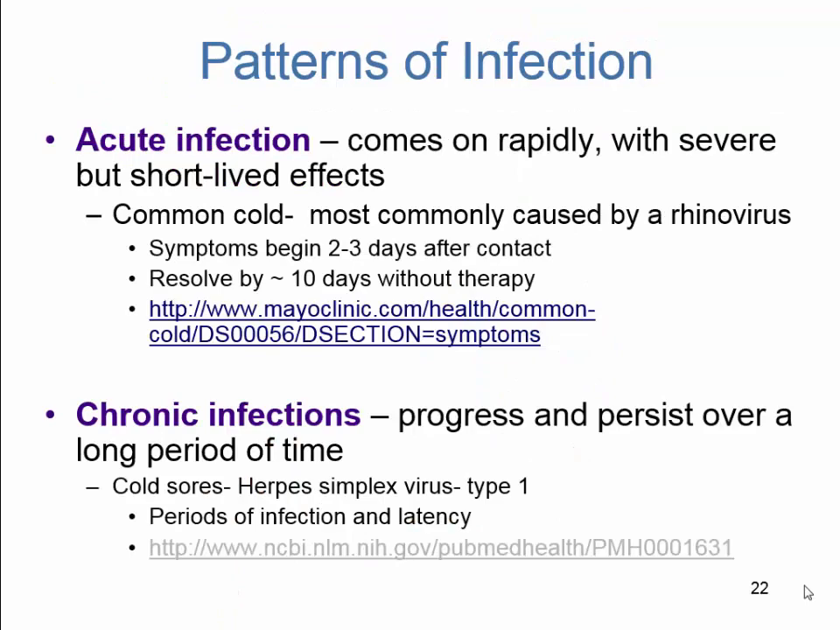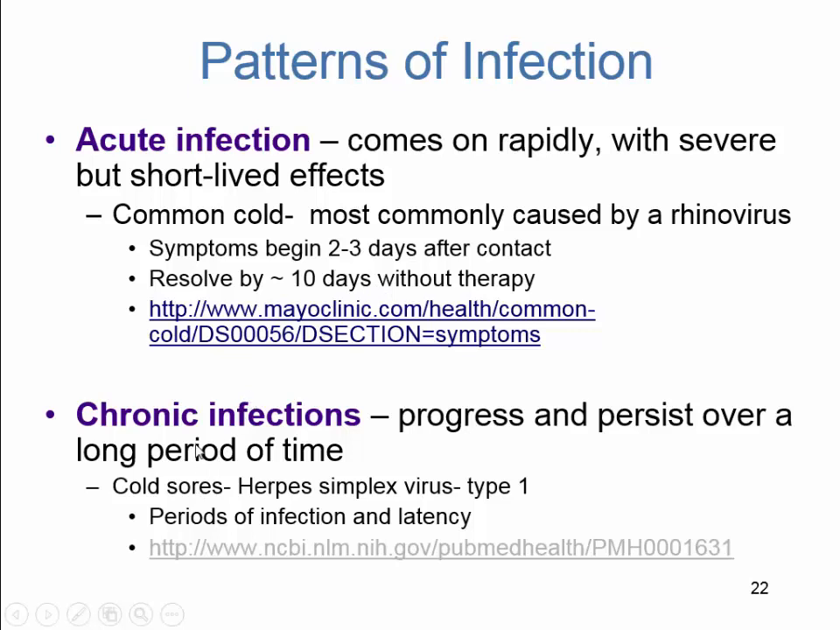So patterns of infection can be acute or they can be chronic. And so when we think about these patterns of infection, the common cold is an excellent example of an acute infection because it begins within 2 to 3 days after contact, but then it's completely resolved after about 10 days, and it can be resolved without therapy.